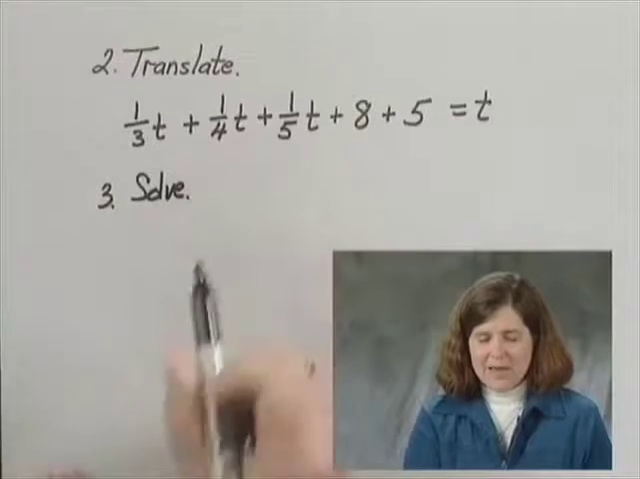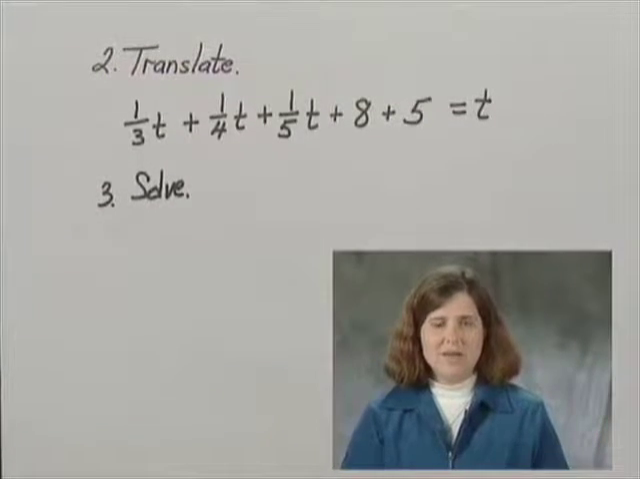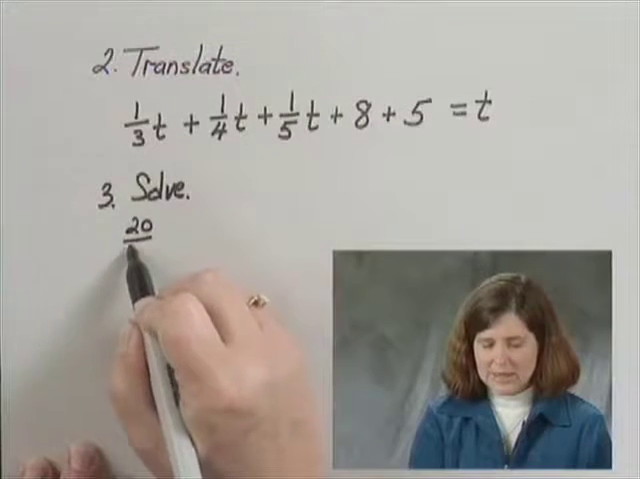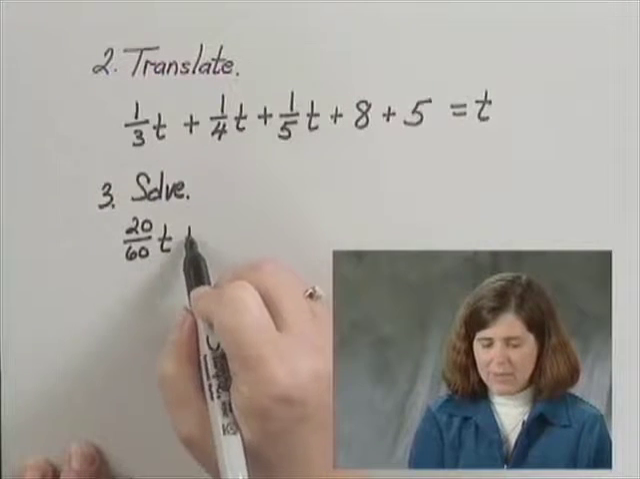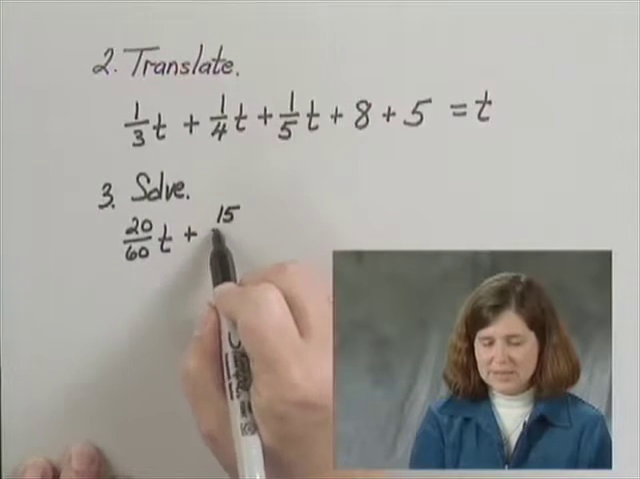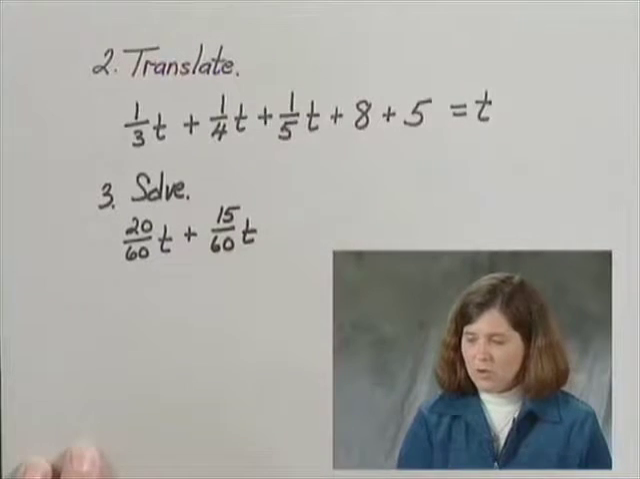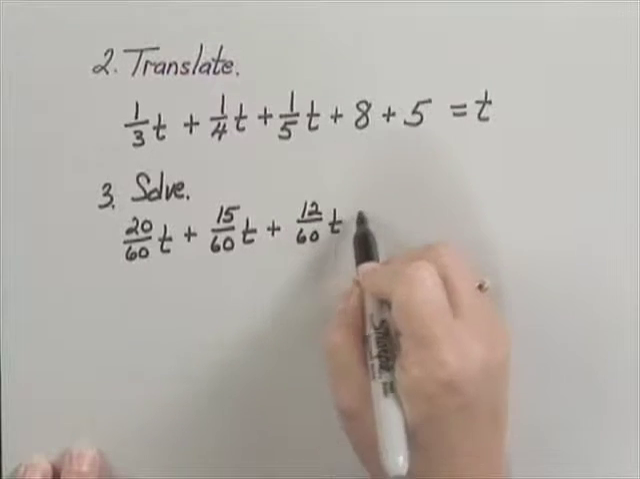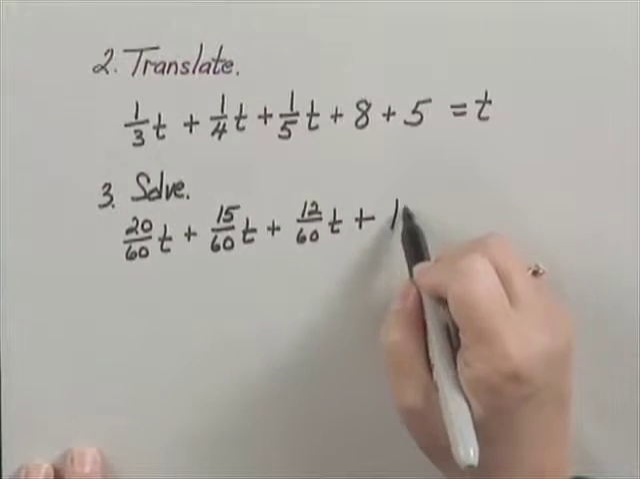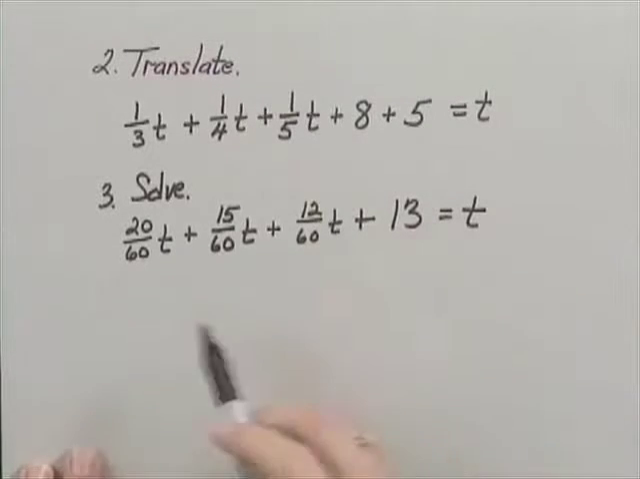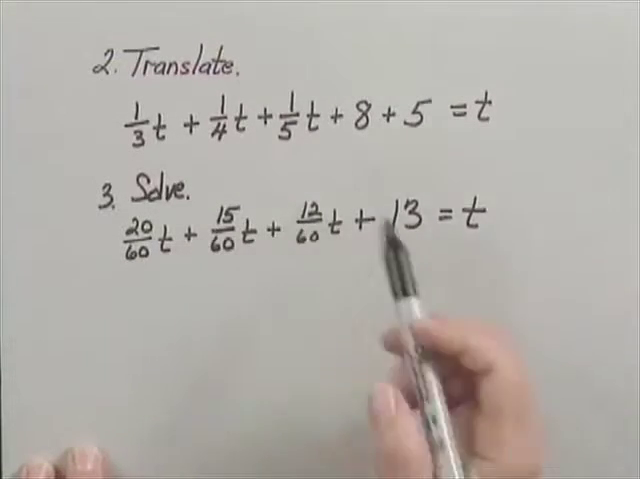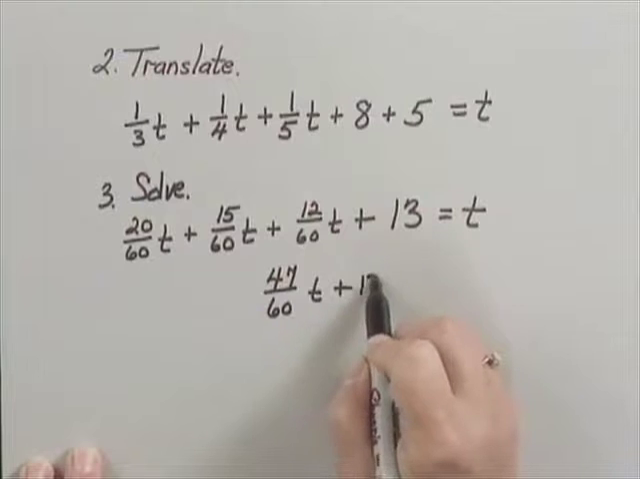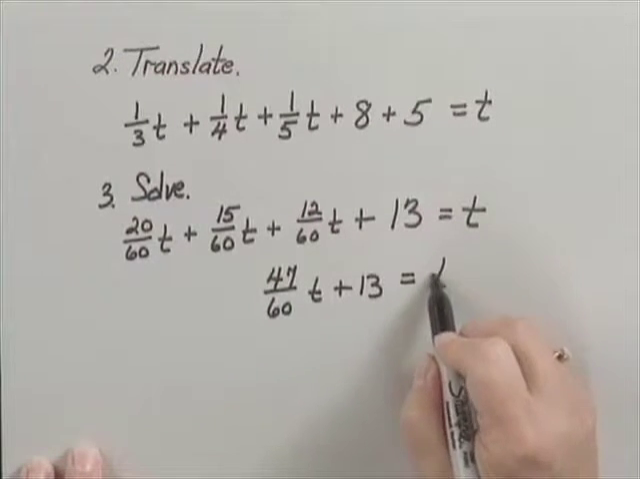Now to solve, I want to add 1/3 plus 1/4 plus 1/5. So I will write those with a common denominator of 60. I have 20/60 T plus 1/4 is 15/60 plus 1/5 is 12/60. And then I'll add 8 plus 5 and I'll get 13, and that equals T. Adding 20 plus 15 plus 12, I get 47/60 T plus 13 equals T.